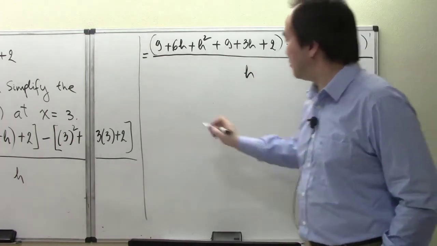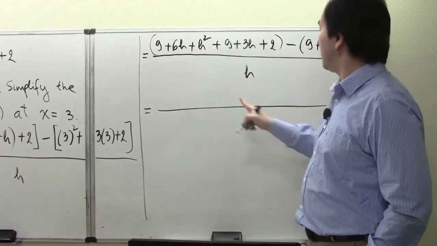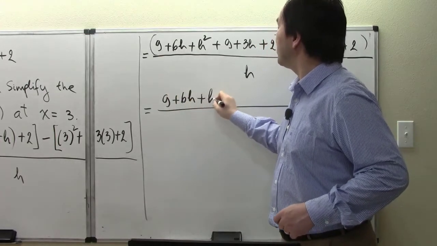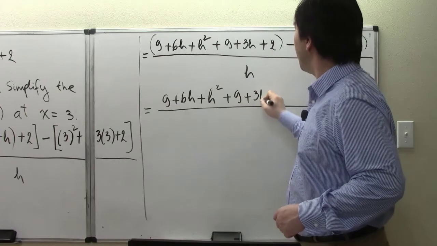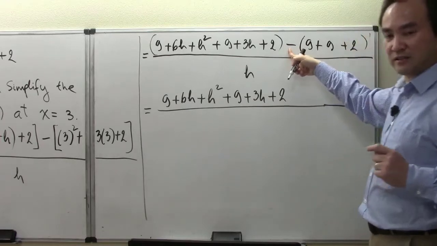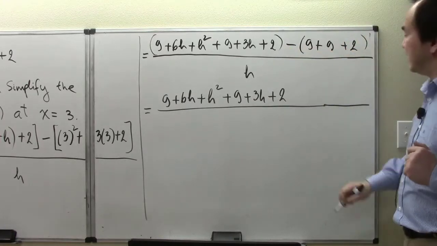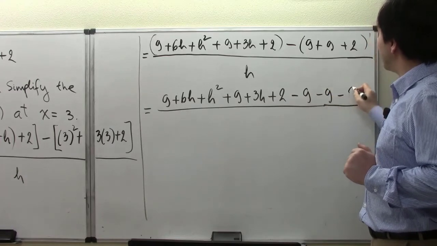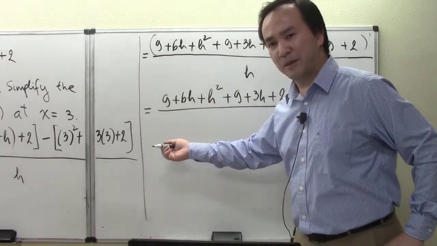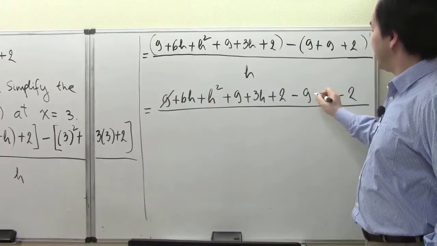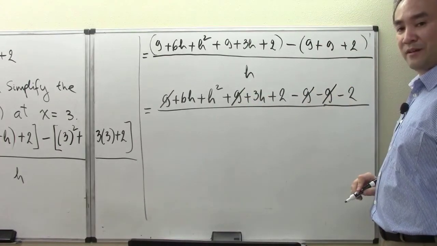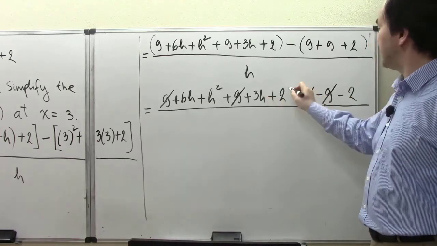All right, so now we are ready for the next step. And so what I have now is, I'm going to rewrite all that there, 9 plus 6h plus h squared plus 9 plus 3h plus 2, and then removing that pair of parentheses. Make sure to let that minus sign here account for all the sign change right there. So minus 9, minus 9, minus 2. So now lots of cancellation, and that's why I didn't want to spend my time doing mental math here. 9 cancels with this opposite 9. This 9 here cancels with that other opposite 9. Okay, and this 2 cancels with that other opposite 2.